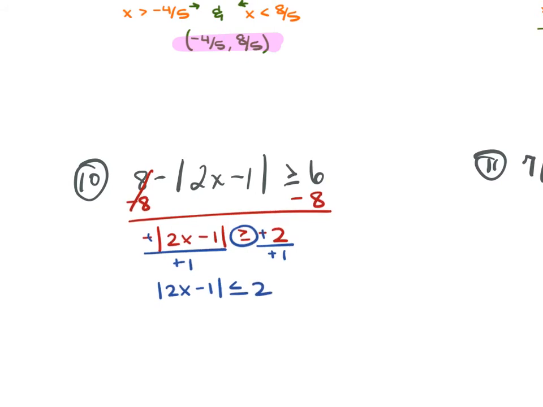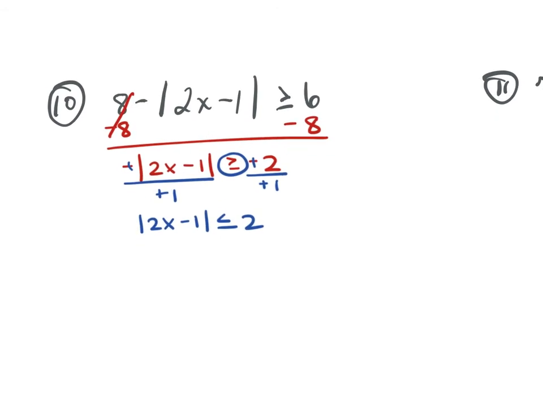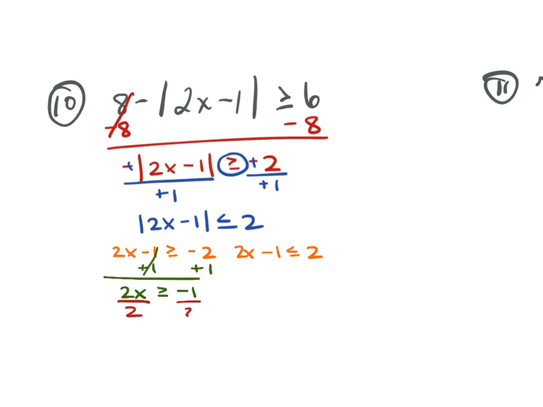This is possible, once again, so we separate this into two inequalities. So 2x minus 1 is greater than or equal to negative 2, as well as 2x minus 1 is less than or equal to positive 2. To start off with the 1 on the left, we're going to add the 1 to both sides. So we get 2x is greater than or equal to negative 1. And then we divide each side by that 2 and have x is greater than or equal to negative 1/2.